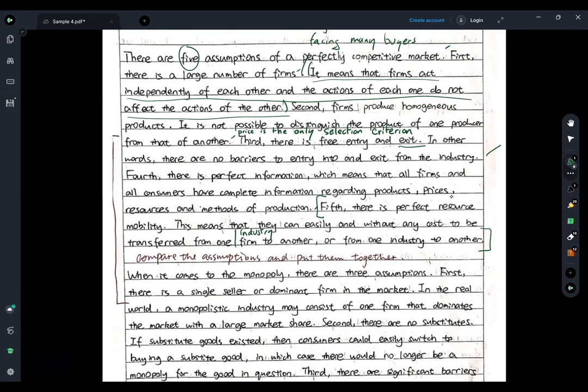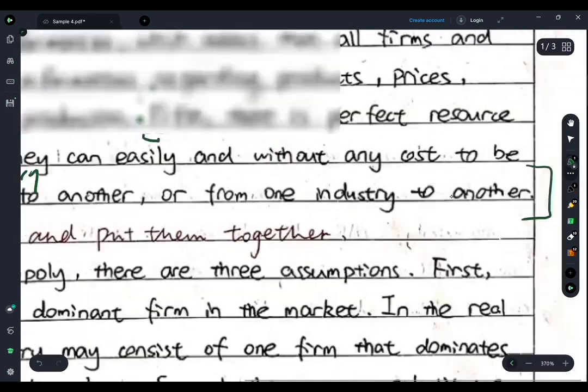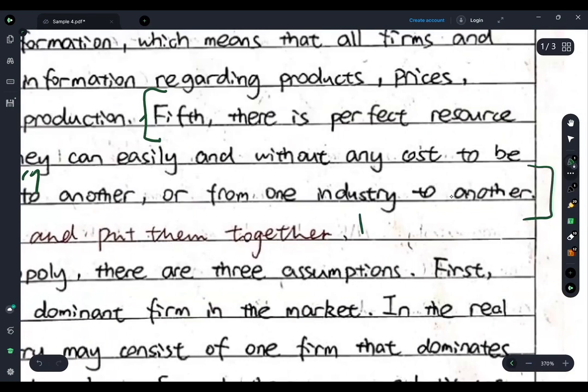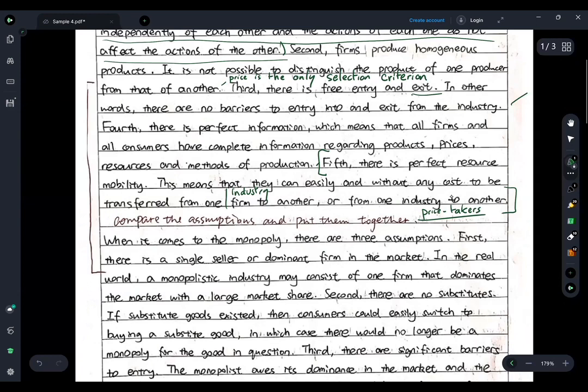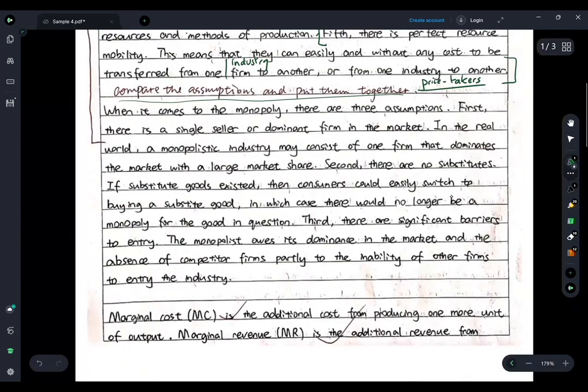Yes, and there is something missing. I would add that because of that, firms are price takers. This is a keyword. It's not an additional assumption. It is actually the consequence. As the teacher here wrote, compare the assumptions and put them together. When you put them together, you can conclude that each firm in perfect competition is a price taker. Okay, when it comes to the monopoly, there are 3 assumptions.